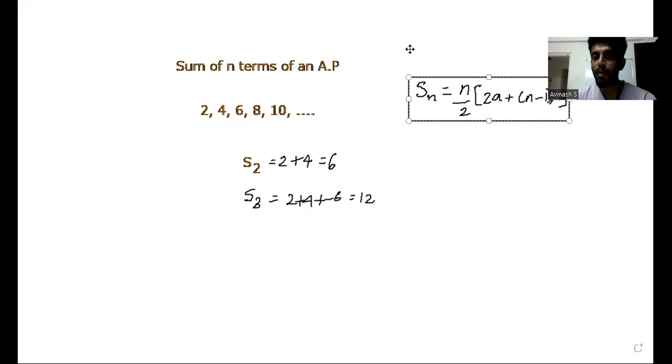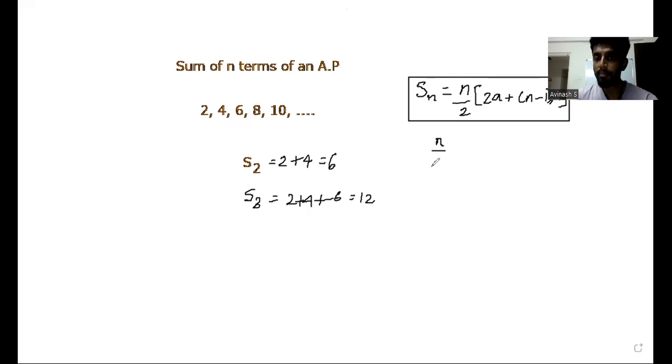So we can use this formula if we know up to which term we should find the sum. For example, in S2 the value of n is 2. In S3, the value of n is 3. That is, up to which term we have to add. That is n, and a is the first term and d is the common difference. So if we know these 3, then we can find the sum of n terms using this formula.